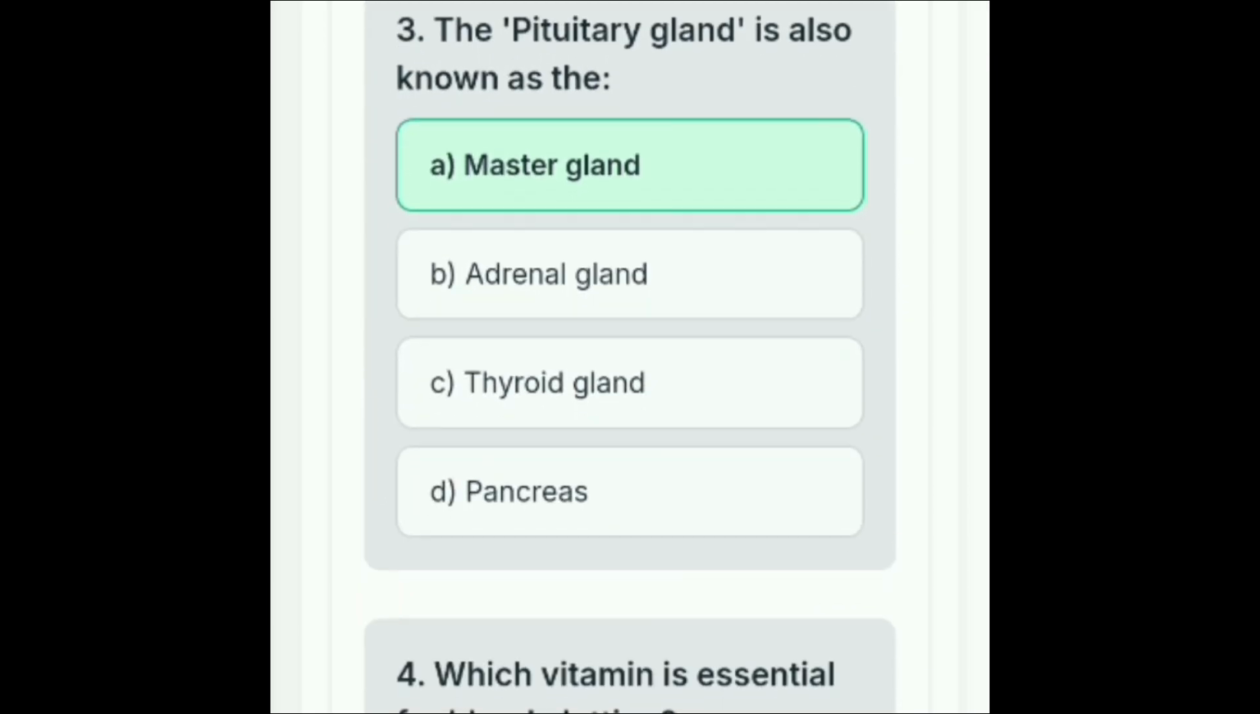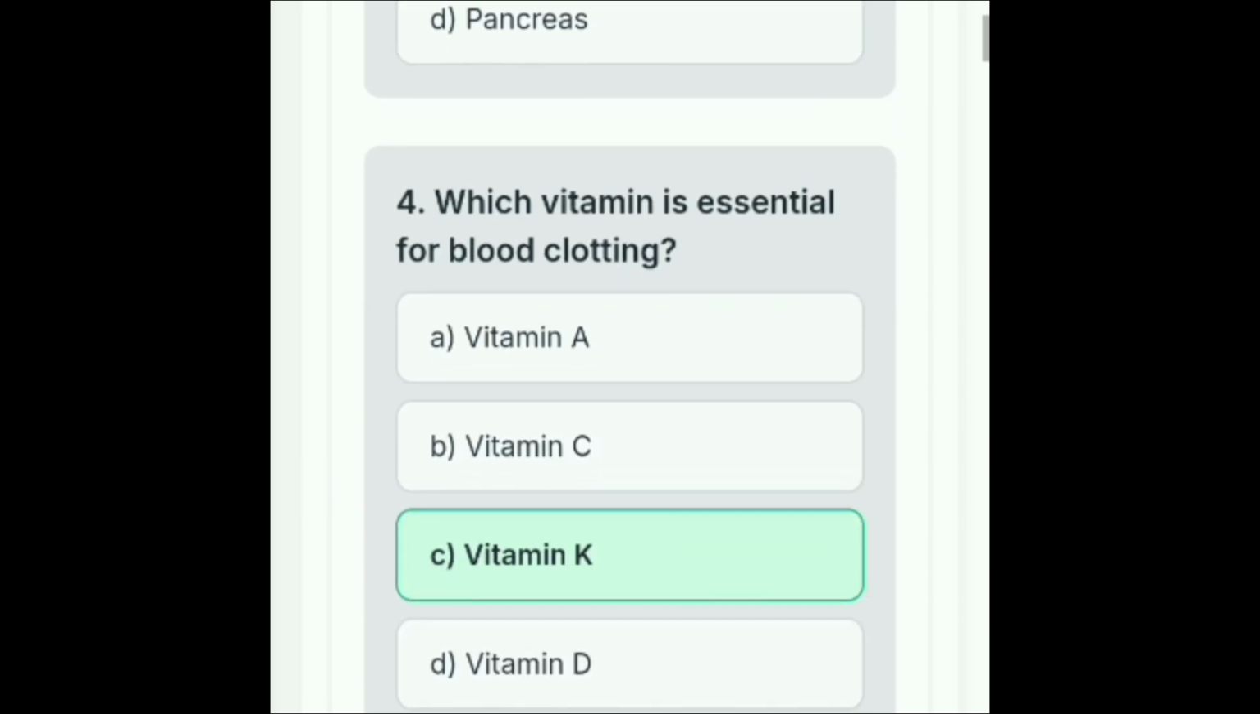The pituitary gland is also known as the option A, master gland. Option B, adrenal gland. Option C, thyroid. And option D, pancreas. So A is correct, master gland.